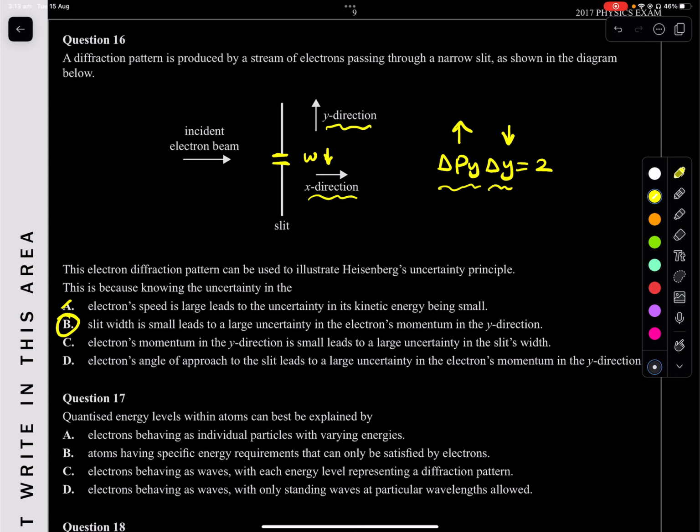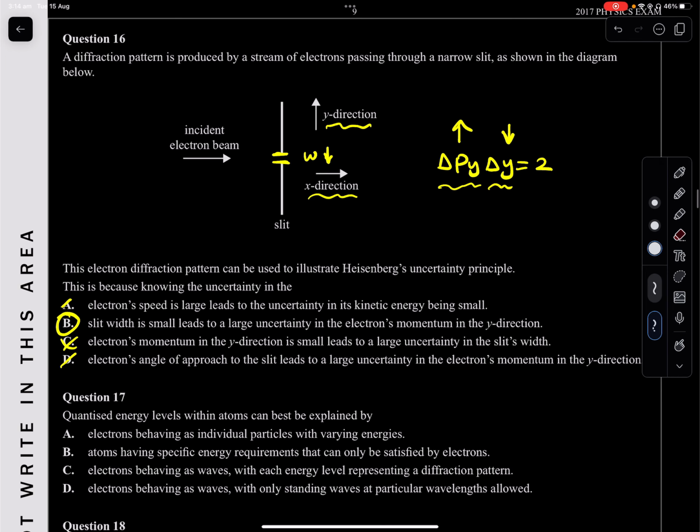C says electron's momentum in the y direction is small, so it leads to a large uncertainty in the slit width. They've made this the opposite of answer B, but that's wrong. D says the electron's angle of approach to the slit leads to a large uncertainty in the electron's momentum in the y direction. Don't worry about D, it's just trying to trick you. This is not for your study design. That's how you should look at the basics of Heisenberg's uncertainty. B is your only answer for that one.